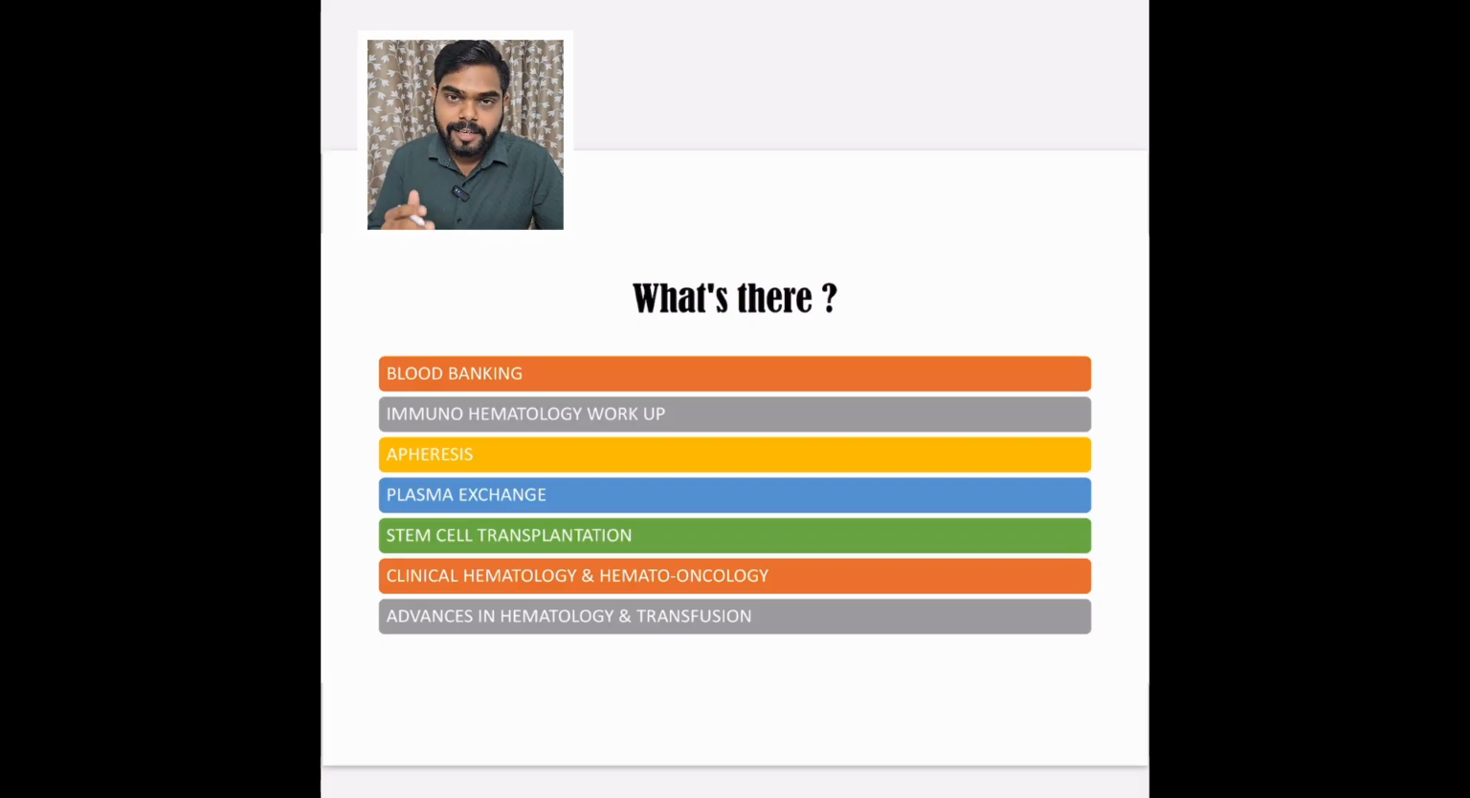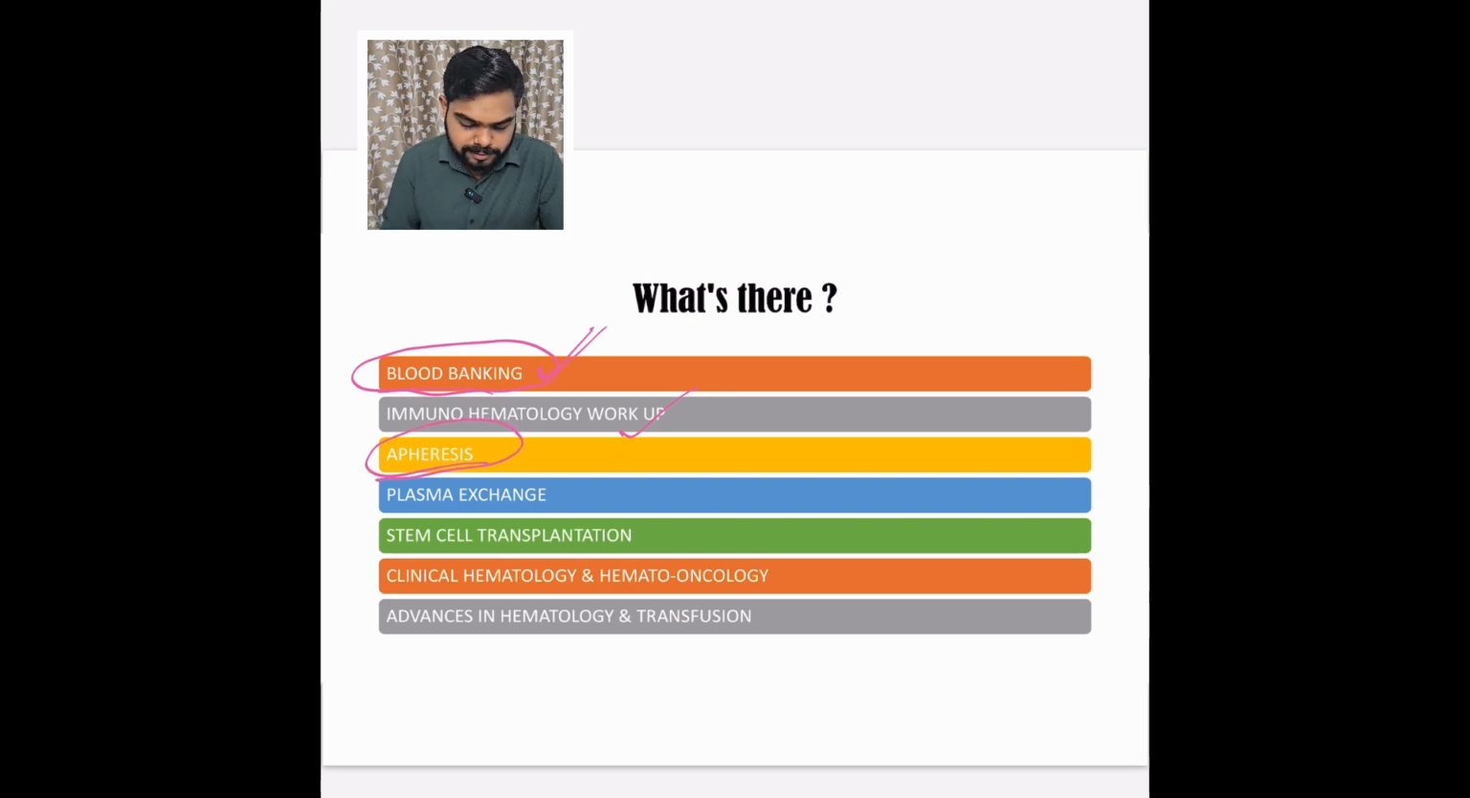So coming to transfusion medicine, typically we are working with blood banking, which is the backbone. Each medical college or hospital has its own blood bank. Blood bank is the backbone of that institute. Without a blood bank, it's very difficult to work. Other than blood banking, there are immunohematology workups. You may have heard about autoimmune hemolytic anemias or anti-D in Rh negative pregnancy. Many immunohematology workups happen in our transfusion medicine department.